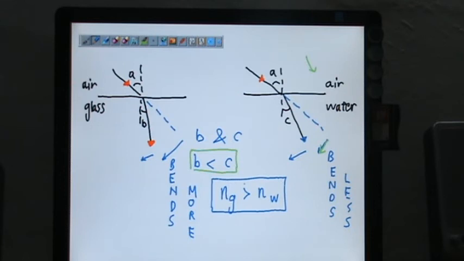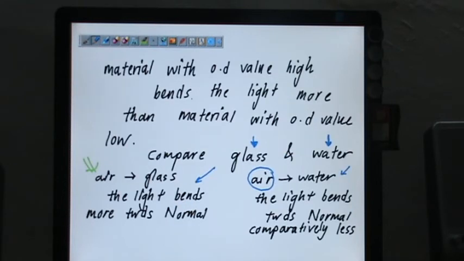And why do we have this situation? We have this situation because the optical density of the glass is higher. Optical density higher will tend to bend the light more. Okay? Material with optical density value high will bend the light more towards the normal. More towards the normal. Okay?